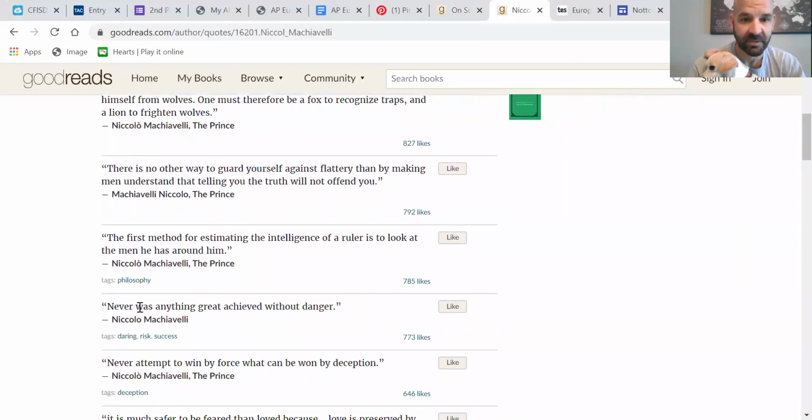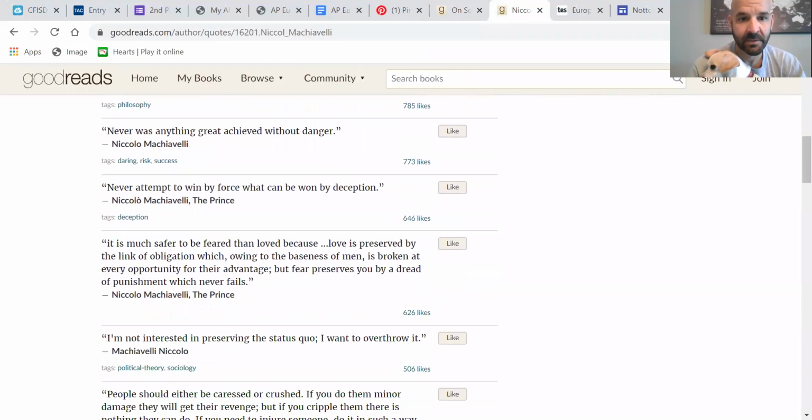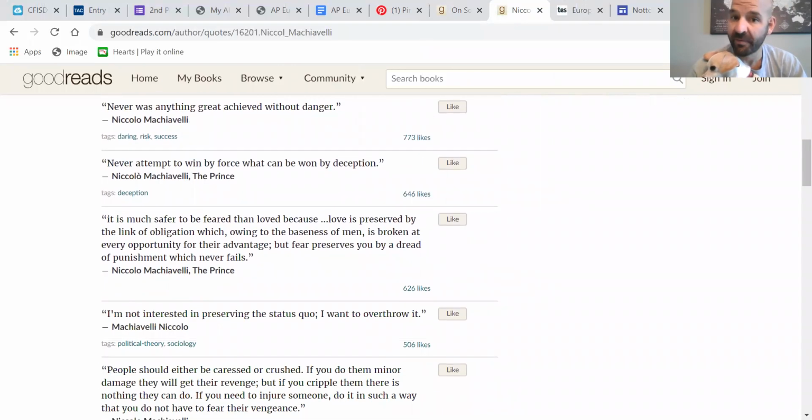We also see, which is another good one, it is much safer to be feared than loved, because love is preserved by the link of obligation, which owing to the baseness of men is broken at every opportunity for their advantage. But fear preserves you by a dread of punishment, which never fails. Okay, so there's that.